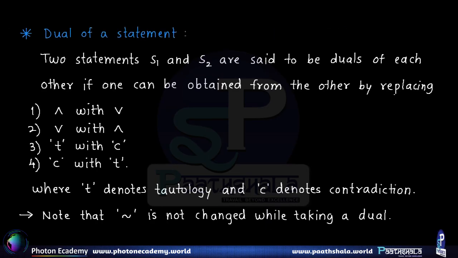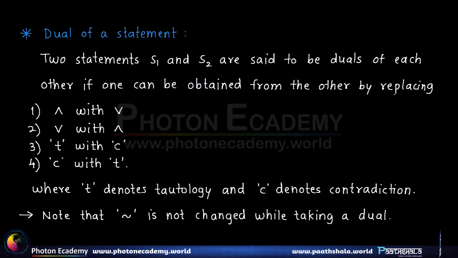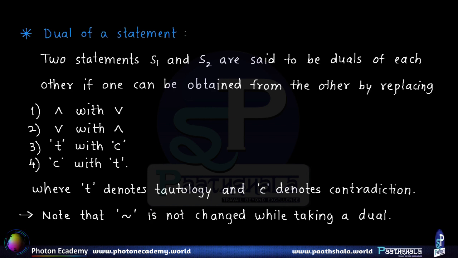Now we go ahead and learn what is called the dual of a statement. Two statements S1 and S2 are said to be duals of each other if one can be obtained from the other by replacing conjunction with disjunction, disjunction with conjunction, T with C and C with T, where T denotes tautology and C denotes contradiction. So basically we have to replace AND with OR, OR with AND, tautology with contradiction and contradiction with tautology in the original statement to obtain the dual of that statement.